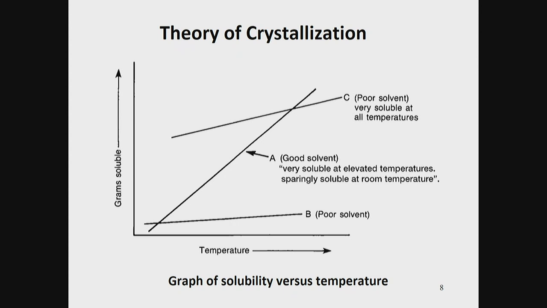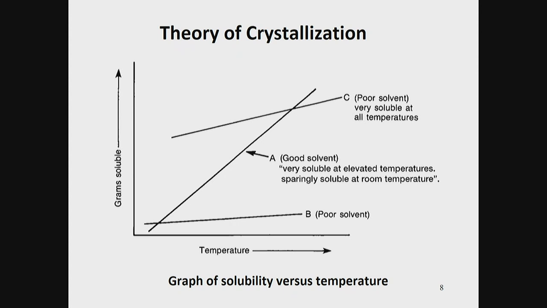So here is a graphic showing those three behaviors, okay? If we look at the y-axis, it is how many grams of solid are soluble in this solvent, whatever solvent we're talking about, and the x-axis is increasing temperature. So you can see for A, good solvent, okay? This is the best situation where, notice, as we start to increase the temperature, more of the solid material goes into solution.